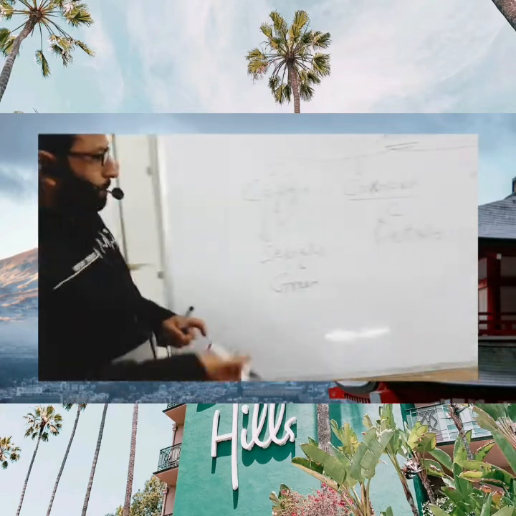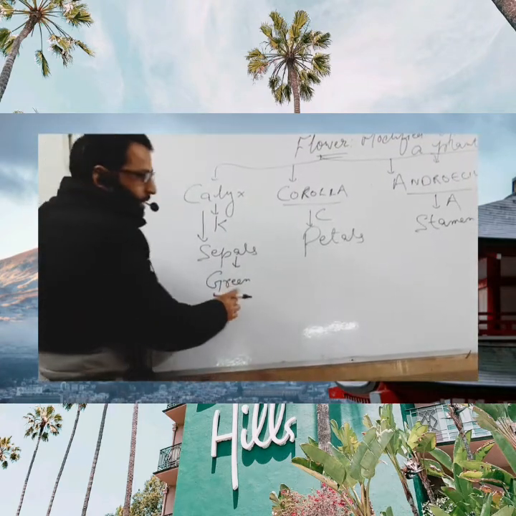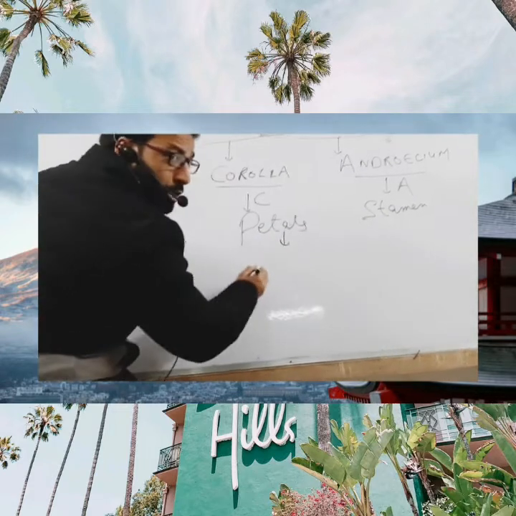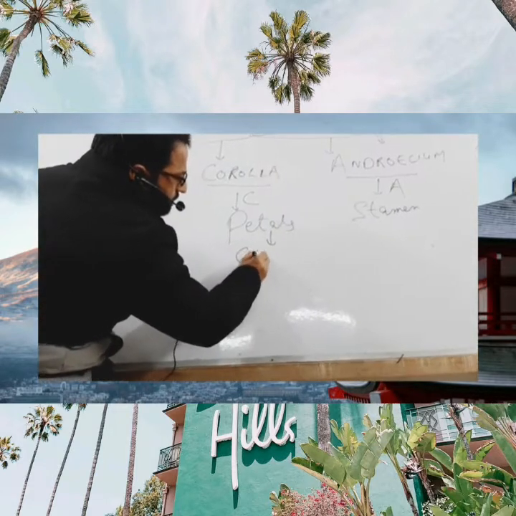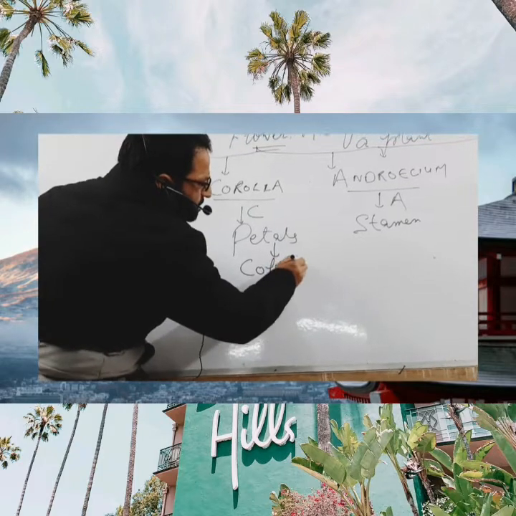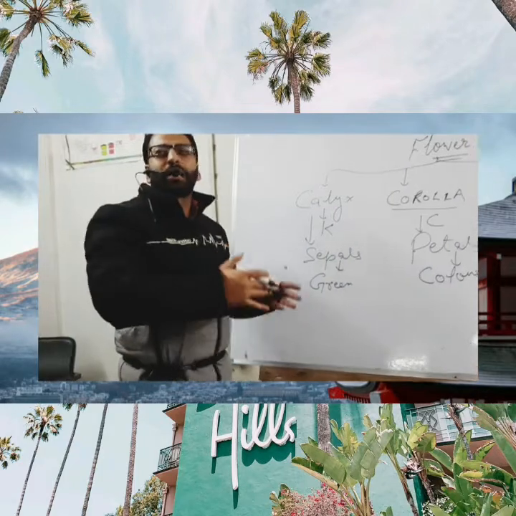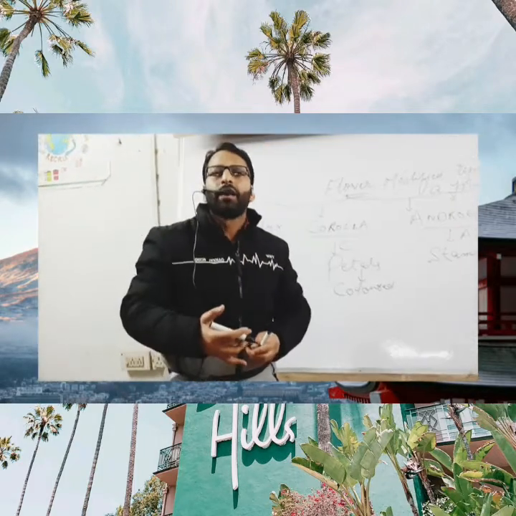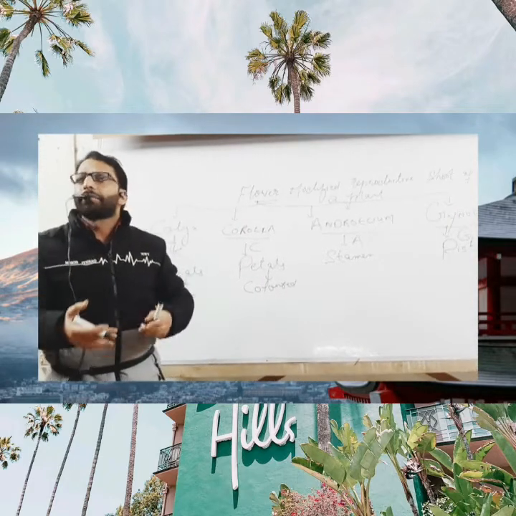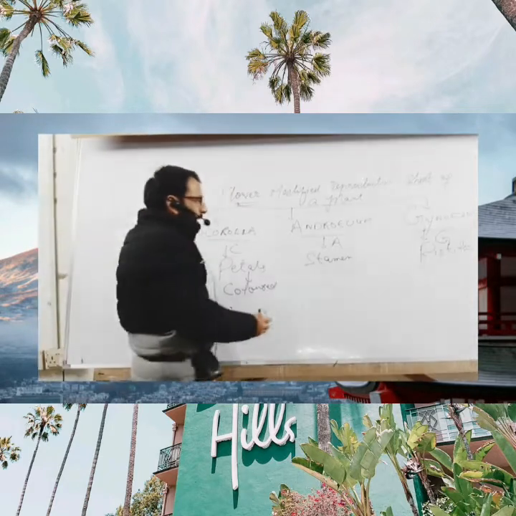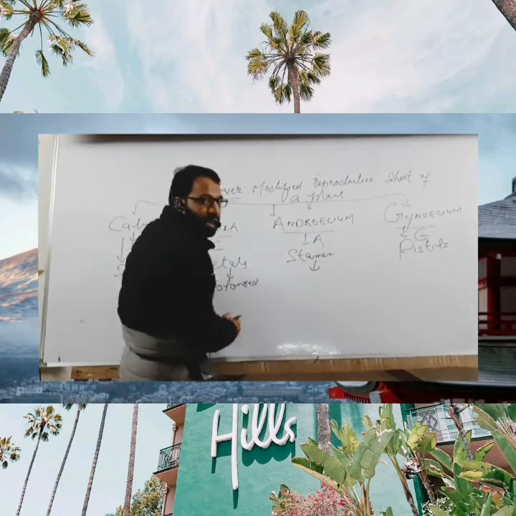So the color of sepal is green. Then petals, from the color point of view, are colored. They are of many colors. Petal can be of red color, brown color, orange, or any other color.